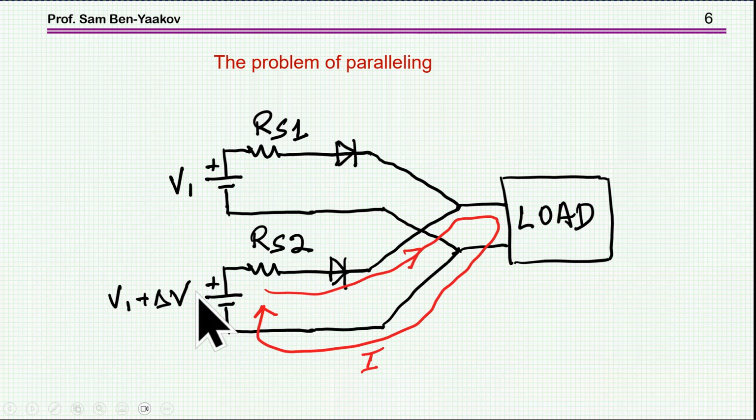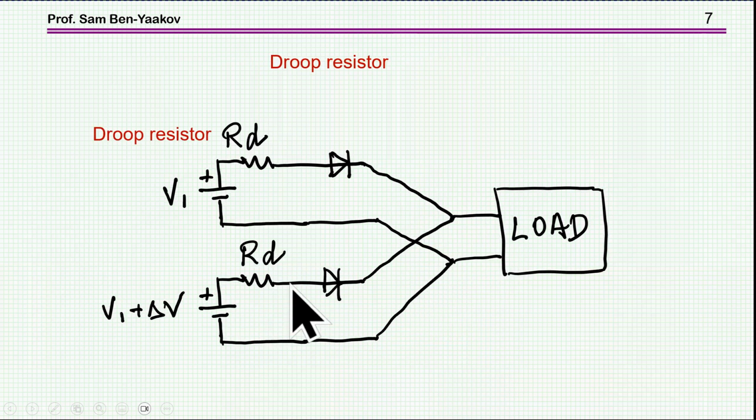but still we do have the problem that if one of the power supplies has a higher voltage, it will take over and all of the current will be passing through it because the voltage here at the output will be higher than the voltage of this power supply, so this one will not provide any current. So this is not good, of course. To remedy this, we can add a droop resistor, and this is the subject matter of this presentation.